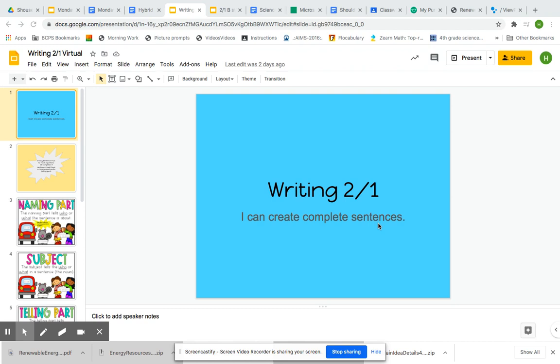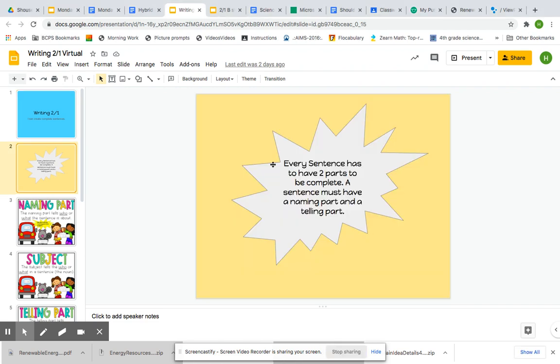Everyone. Today in writing, our goal is that we can create complete sentences. Today we're going to be talking about the different parts of a sentence and what makes a sentence complete. So, every sentence has to have two parts to be complete. A sentence must have a naming part and a telling part.